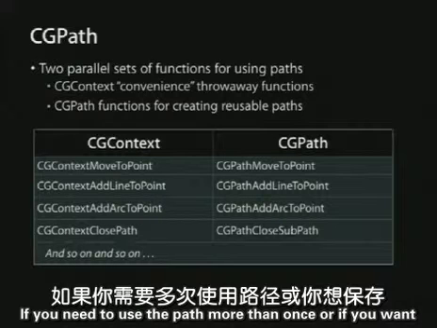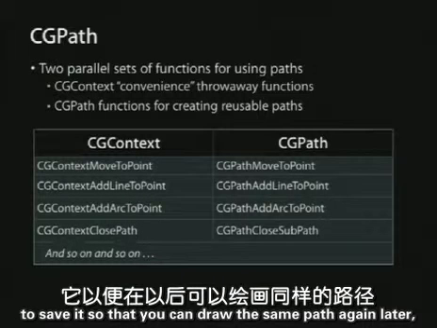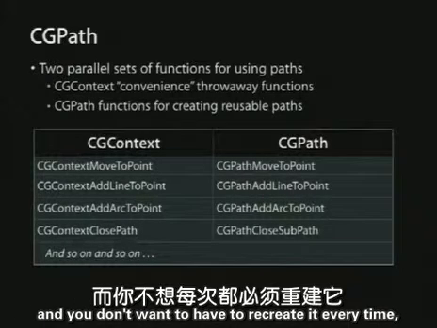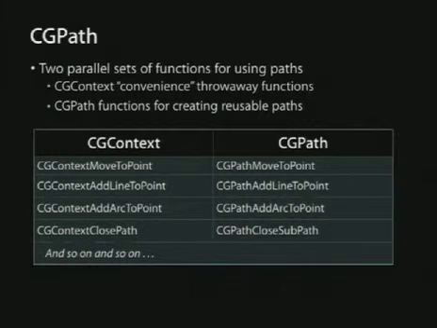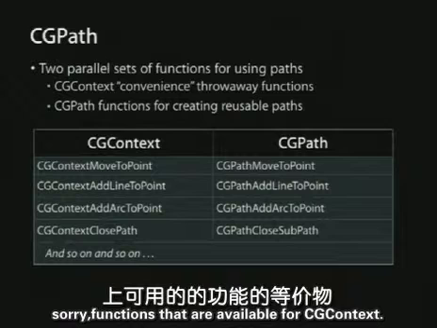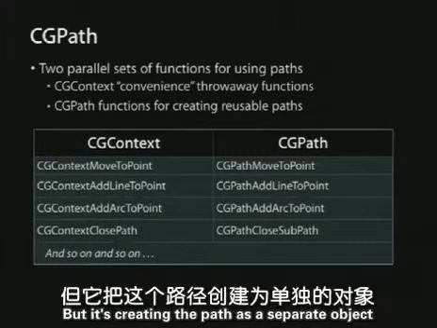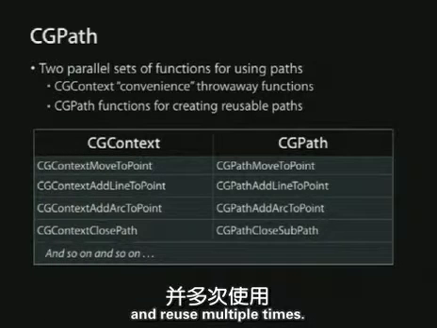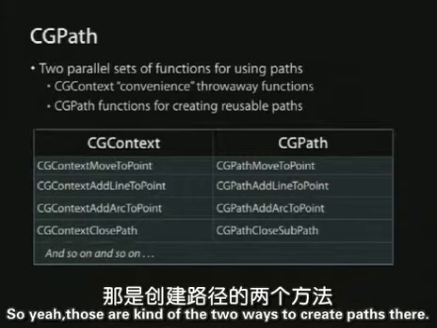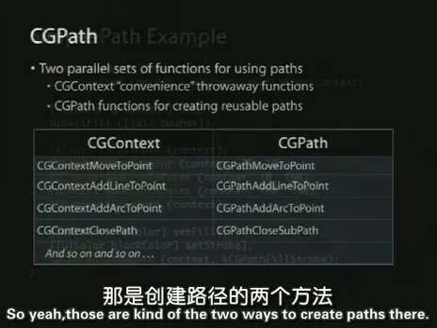If you need to use the path more than once, or if you want to save it so that you can draw the same path again later and you don't want to have to recreate it every time, that's when you might want to start using the CGPath object itself. And it has all the equivalent functions that are available for CGContext, but it's creating the path as a separate object that you can actually store as an instance variable and reuse multiple times. So yeah, there's kind of two ways to create paths there.